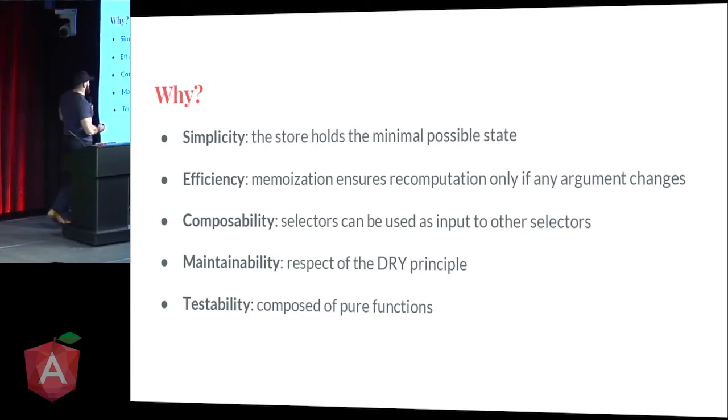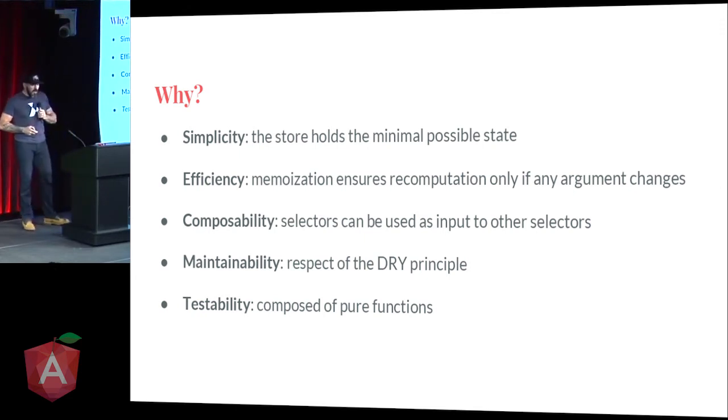And you have efficiency: reselect implements memoization. What it means is that unless one of the arguments changes, the value is held for every selector, even if it's shared across different components. So you can have many components that are going to use the same selector, and the value won't be recomputed for each component. It will be only calculated once. Composability, which is actually pretty cool.